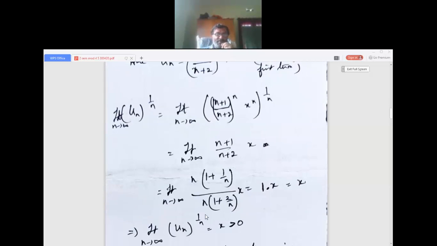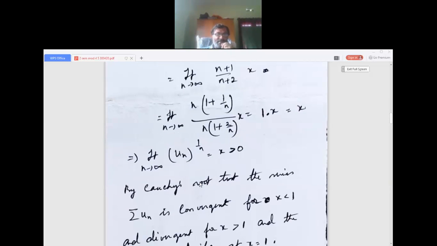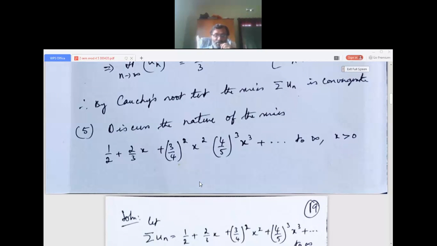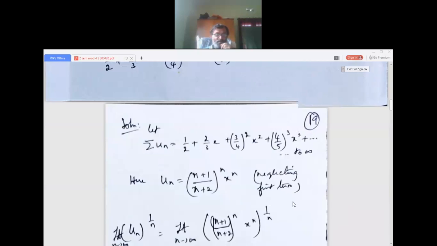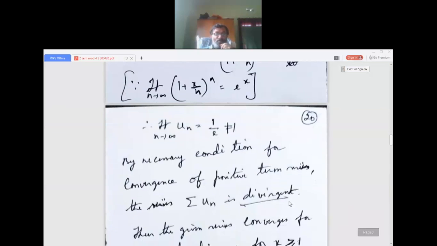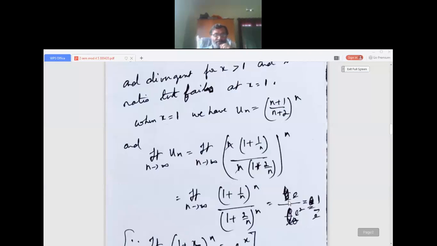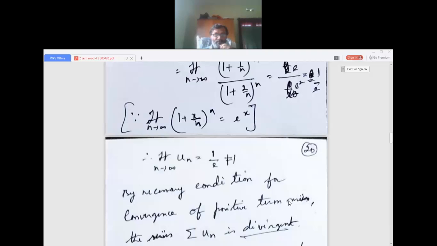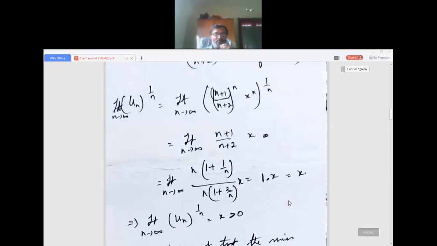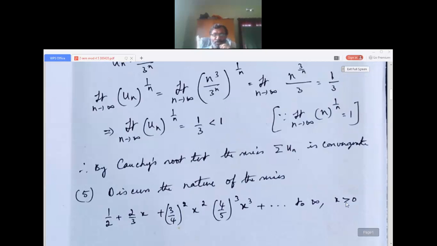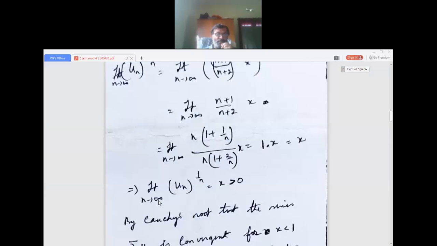Now we have to check whether x is greater than 0, less than 0, like that. In the problem, it is given that x is greater than 0. Since it is given to be positive, x is positive. So limit n tends to infinity of un power 1 by n is equal to x, greater than 0.